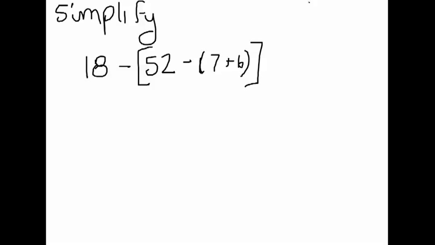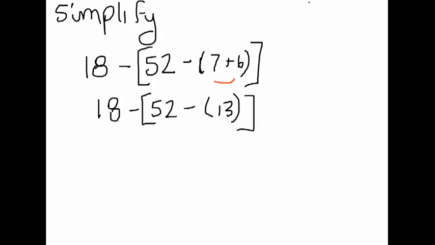Alright, so do you at least have the first step? And where did you start? Hopefully everyone started right here and did the 7 plus 6. So that first step is going to be 18 minus 52 divided by, well, 7 plus 6 is 13. So now I have 18 minus 52, and that's divided by 13, but you don't see those dots.